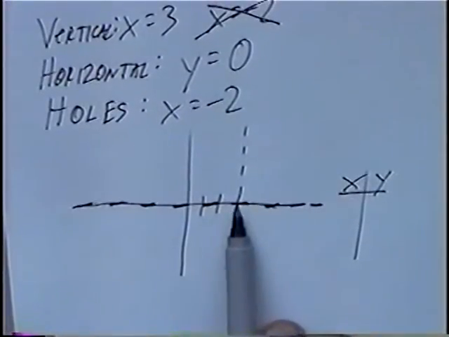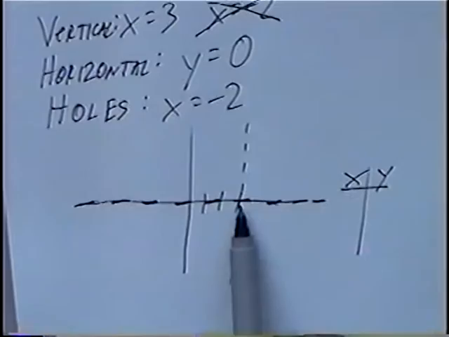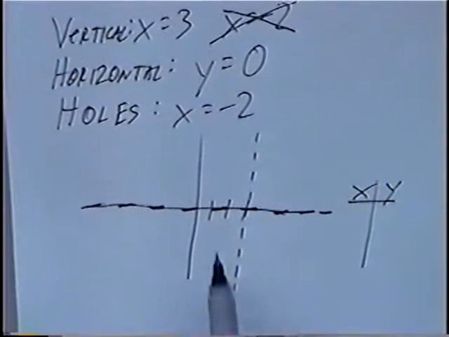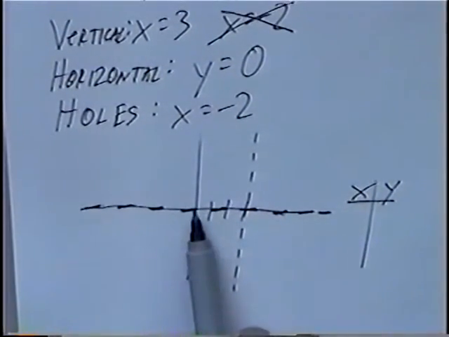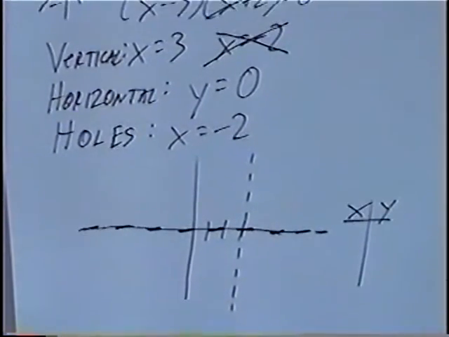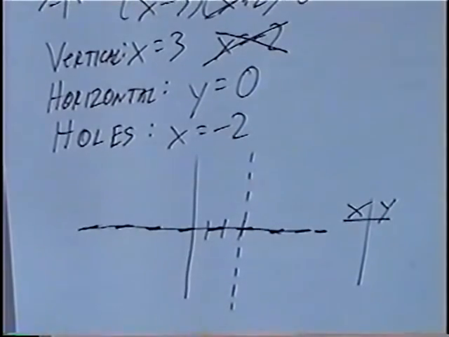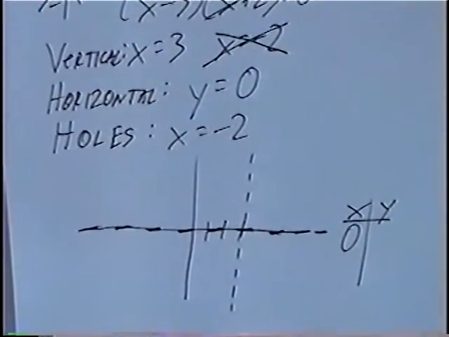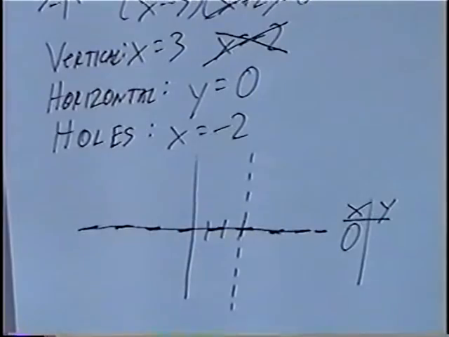Picking numbers, we can pick one number to the left of the vertical asymptote and one number to the right. We can pick any number to the left. For example, we could pick 2, 1, 0, or any negative numbers. The easiest number to pick would be 0, since 0 is easy to add, subtract, and multiply by. If x equals 0, we plug a 0 into our original equation.